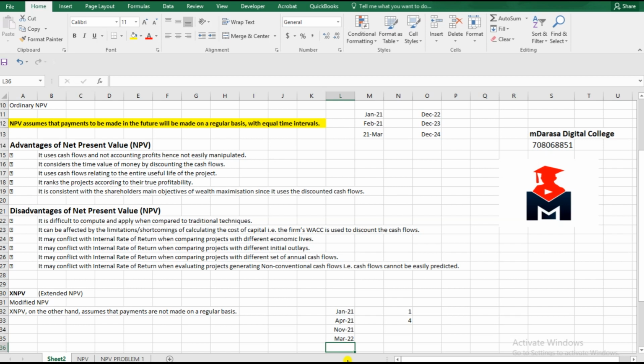So that is where the concept of XNPV normally comes in, because the normal NPV, using the function in Excel, can't solve that. And basically, this is the difference between XNPV and NPV.